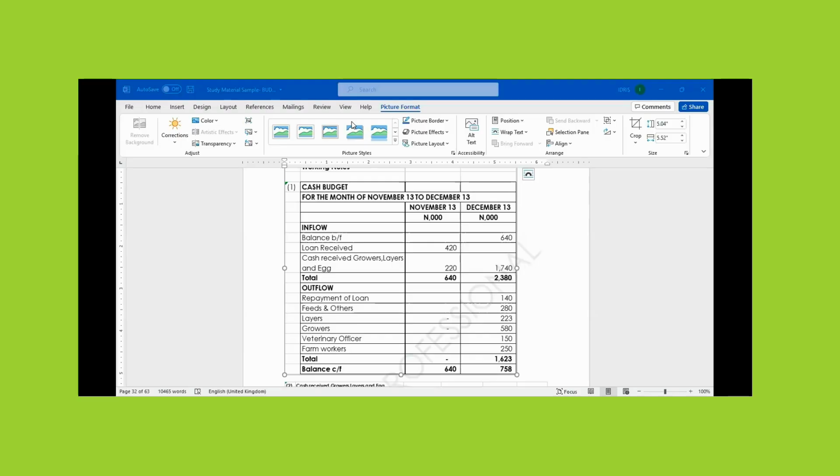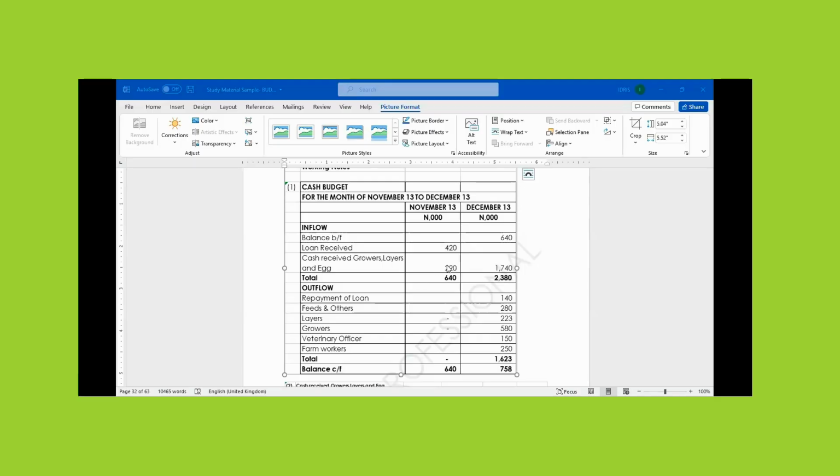So I will explain that. As I'm solving the question, I will still explain how we get the 640. We are still going to explain that. But do you know how we get the 420? Is it 420? Yes. That is the loan given to the poultry.